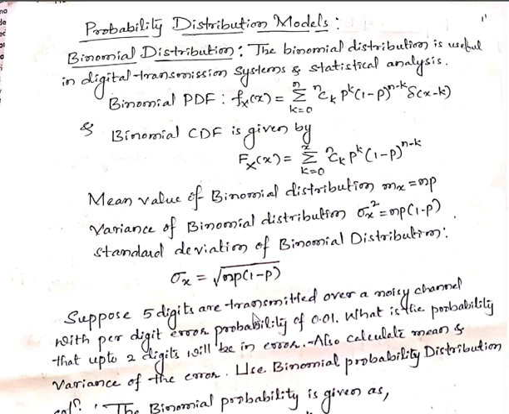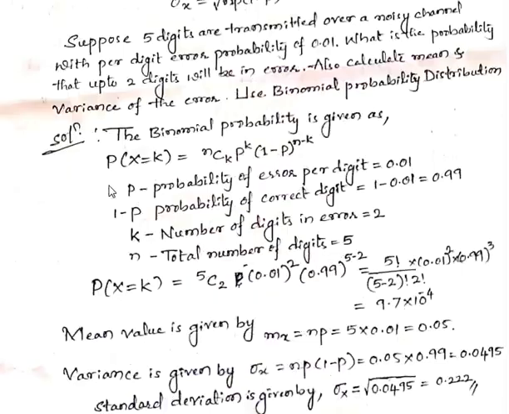So let's see a problem related to this. Suppose 5 digits are transmitted over a noisy channel. 5 digits are being transmitted with a per-digit error probability of 0.01. So the error probability per digit is 0.01, or 10 raised to minus 2. What is the probability that up to 2 digits will be in error? Also, calculate the mean and variance of error, using the binomial probability distribution.